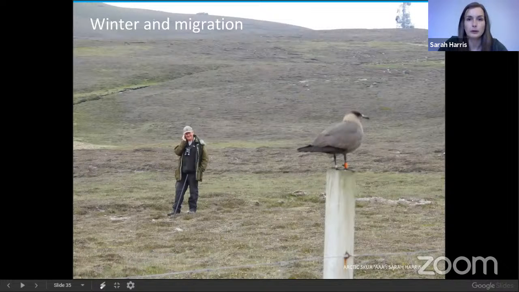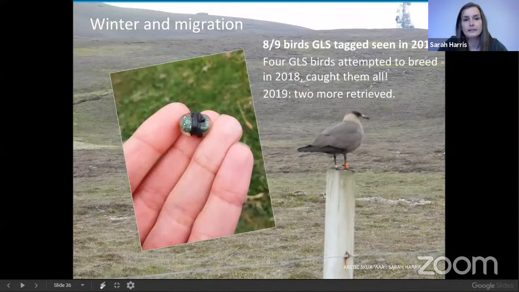But luckily they weren't that bright, and they did tend to go back into the traps. And then you get this little tag back that's been on a massive adventure for a year or two. It's just amazing when you actually manage to catch a bird and bring the tag back. So in 2018, we saw 8 of the 9 birds that were tagged in the previous year. 4 of them attempted to breed, and we caught all of them.